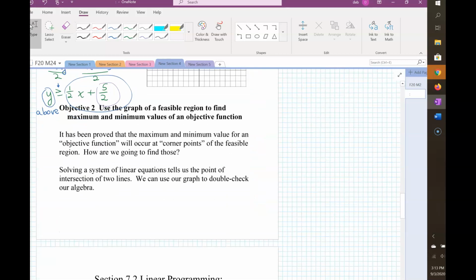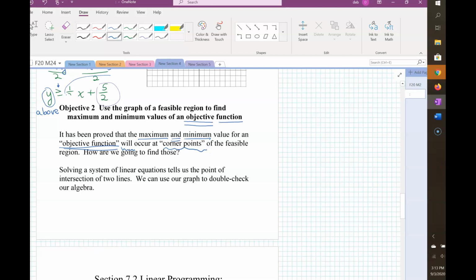So then the next objective is to use the graph of the feasible region to find maximum and minimum values of something called an objective function. So an objective is something you're trying to accomplish, right? So there's all kinds of math involved that we don't have to worry about. We just get to have the result that it's already been proved that the maximum and minimum value of whatever objective function you're looking at will occur at those corner points that we were just looking at.